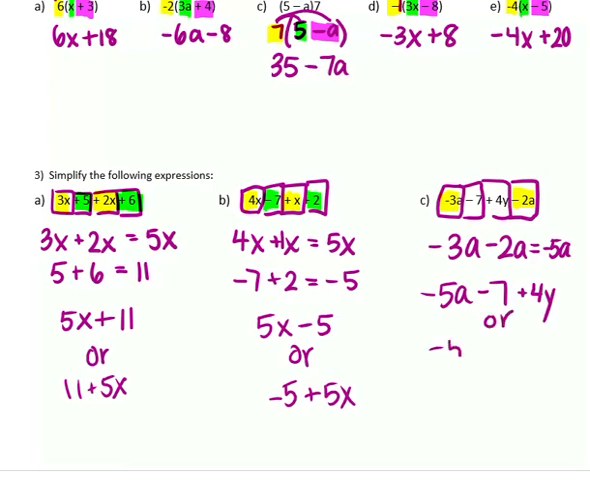You can't do anything with these like I said, so it's just negative 5a minus 7 plus 4y. Or you could have said negative 5a plus 4y minus 7. Or there's a couple other variations. I'm not going to write them all. But as long as all of your signs in front of each of the pieces are the same, then you're good.